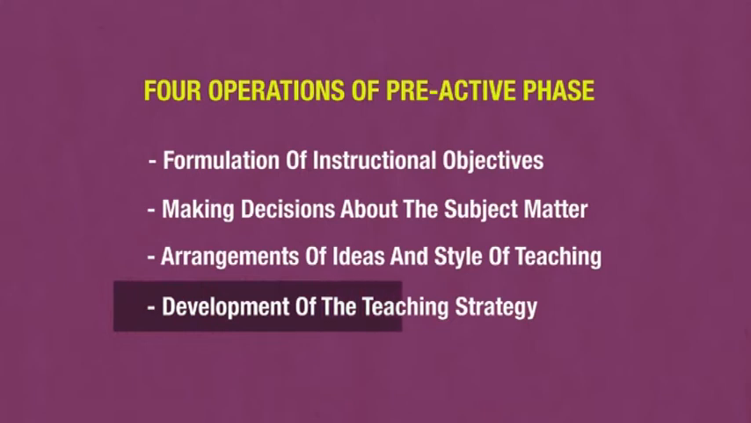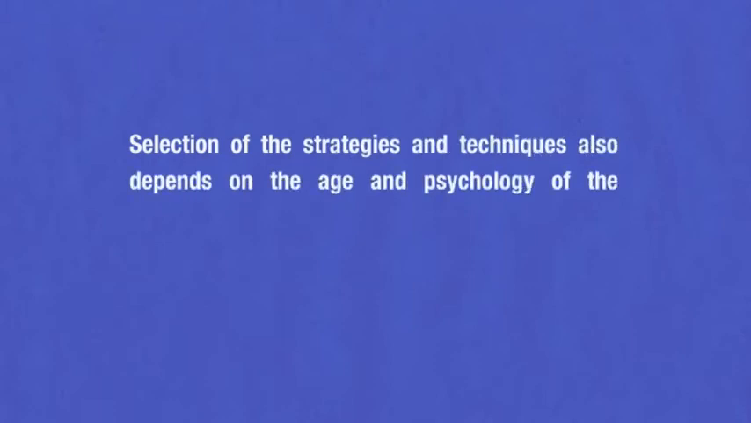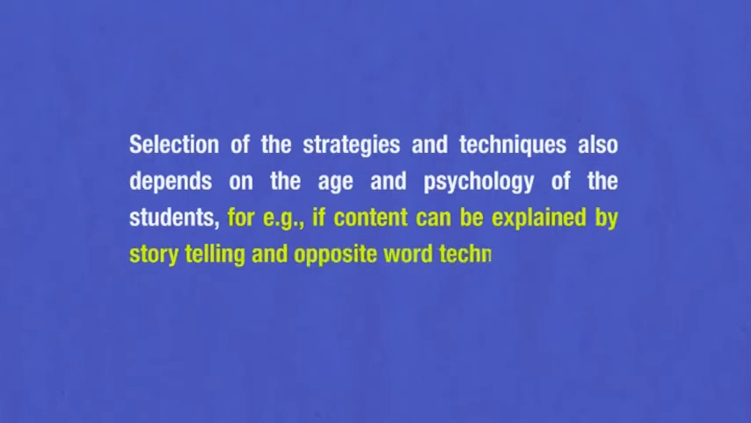Now, the fourth operation here is development of the teaching strategy. This includes overall teaching strategy to give a final look and revise what to perform in the class. Different strategies and techniques are selected for different elements of the subject matter, and sometimes a combination of strategies is applied for the purpose. Selection of the strategies and techniques also depends on the age and psychology of the students. For example, if the content can be explained by storytelling and opposite word techniques, the first is useful for children of smaller age and the latter is effective for those of higher age.